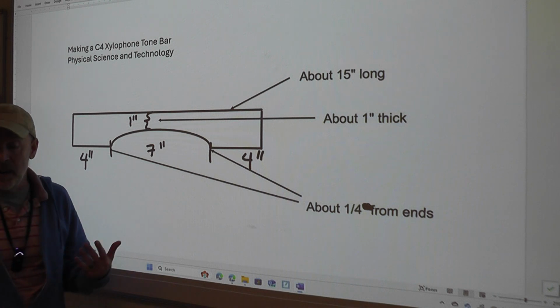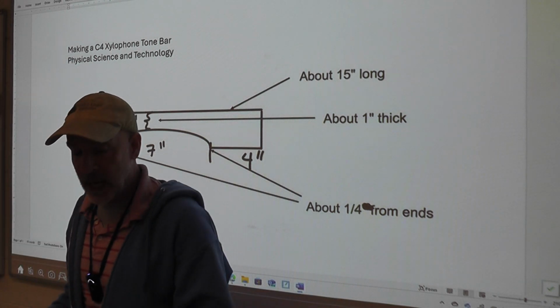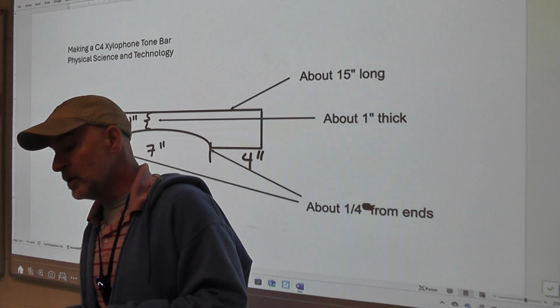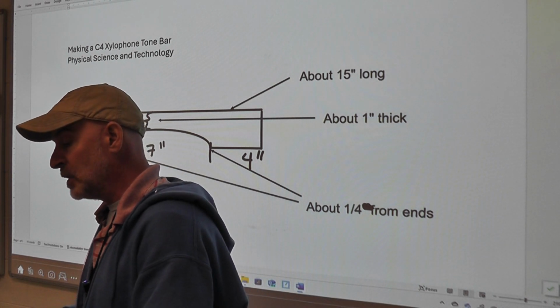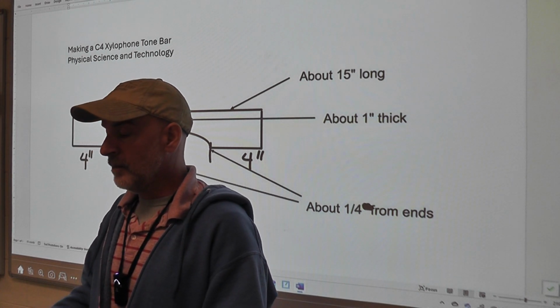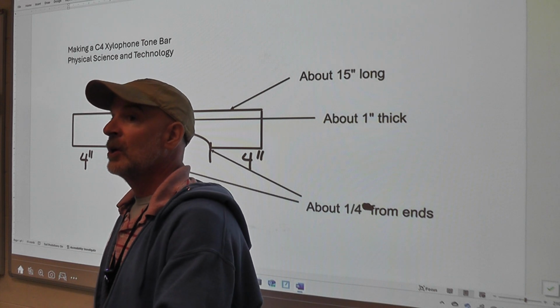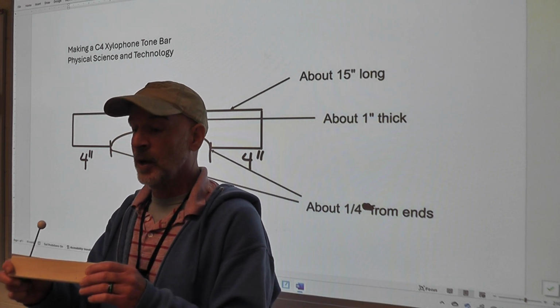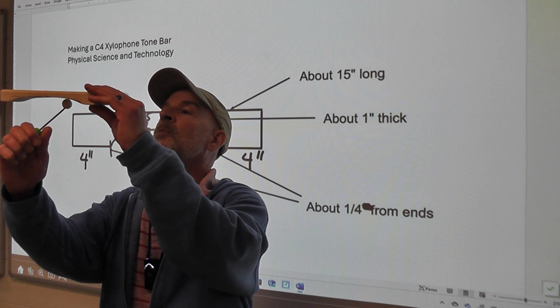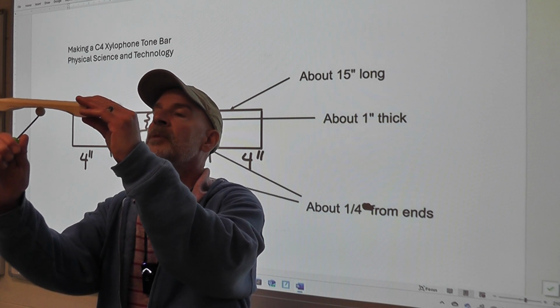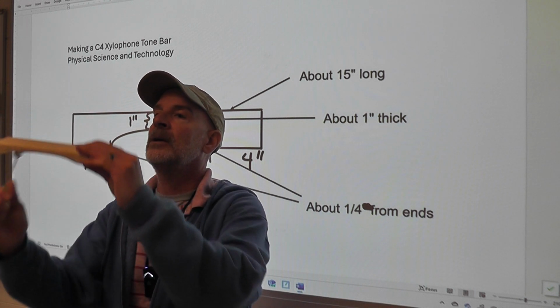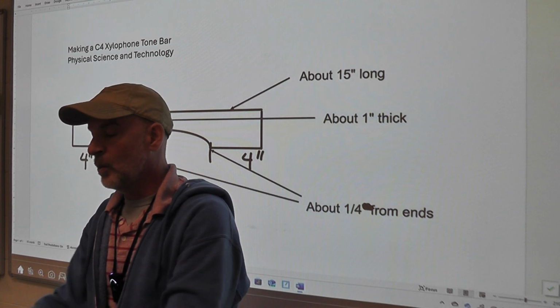And I'm not sure the best way to tune it, but what I think we're going to have to do is get it to sound a little bit high, like we want the pitch to be a little bit high, so that we can carve out material just from this section to really get it to be the note we want.